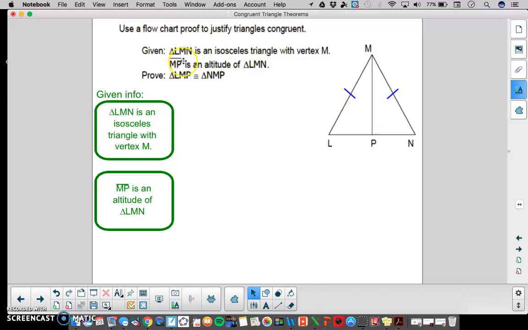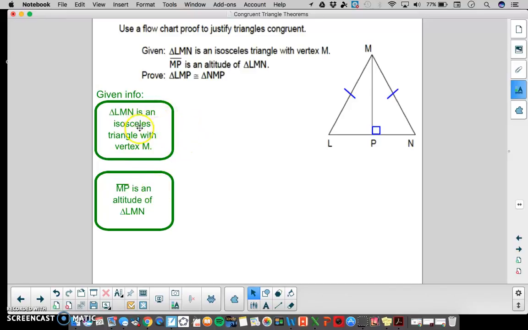MP, segment MP, is an altitude of triangle LMN, means that's the height of the triangle and that it's perpendicular to the base, forming a right angle right there. So we're actually going to use those implications in our proof. So first we start out with our given information.